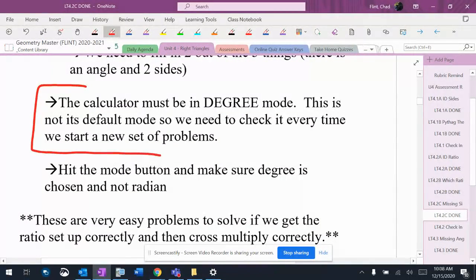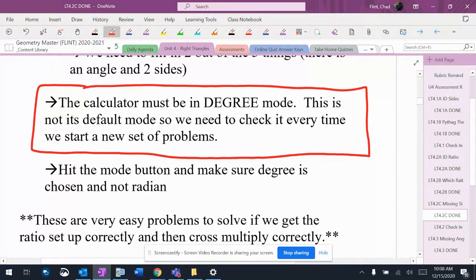Your calculator has 2 modes based on 2 kinds of ways of measuring angles. So you really only know one way to measure an angle. It's in degrees. You've always had all angles in degrees. There's a second unit of measurement for angles. It's not degrees. And that is what the calculator's default mode is set to if you don't change it.